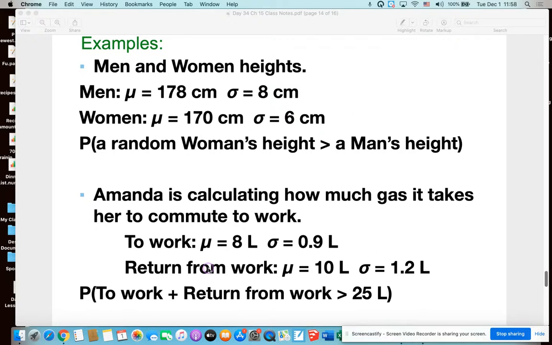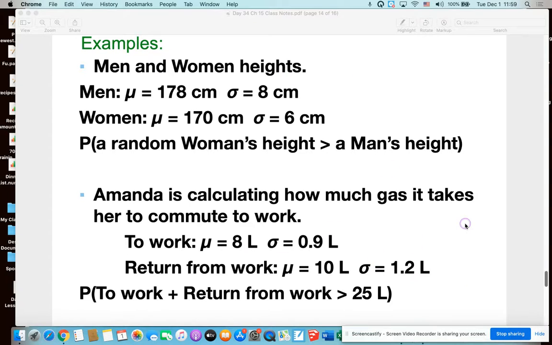And down here, we have another type of problem like that. This one's like commuting to work. So how much gas does it take to commute to work? Well, going to work, Amanda leaves early and doesn't use as much gas, but coming home from work, she's always in rush hour traffic and uses more gas. She wants to know, going to work and returning from work as a total, what's the probability that she's going to use more than 25 liters of gas, right? And there are the stats for each one.